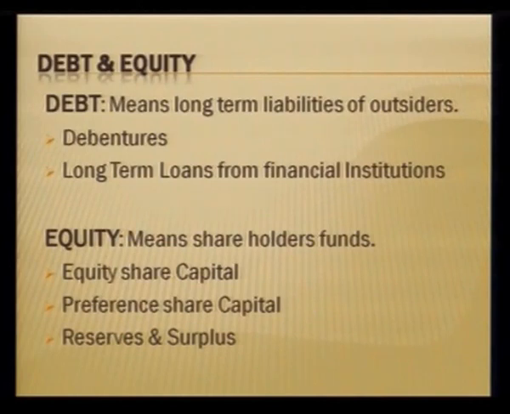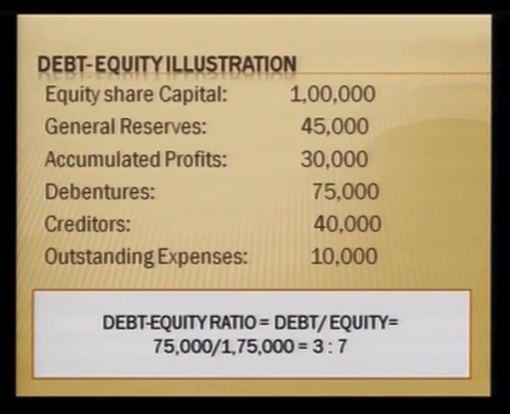Now, to take an illustration of how this ratio would work, let us assume that the total equity share capital is rupees 1 lakh, general reserves are 45,000, accumulated profits are 30,000, debentures are 75,000, creditors are 40,000, and outstanding expenses are 10,000. Now, debt to equity would be the total debt upon the total equity. In our example, we have to include only the long-term loans. In this case, debentures are the only long-term loans.